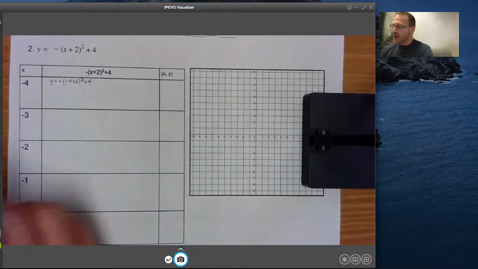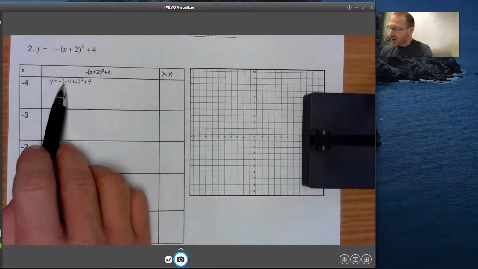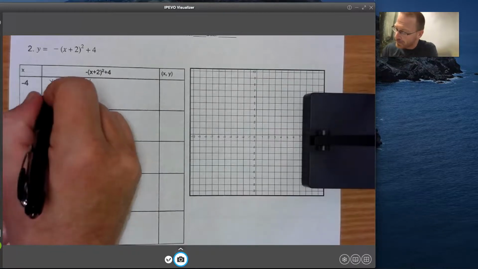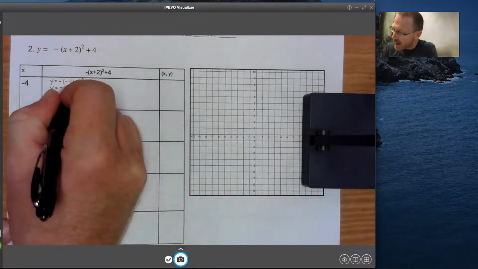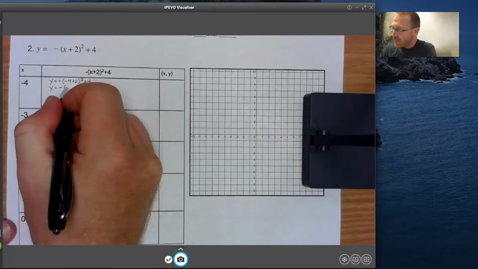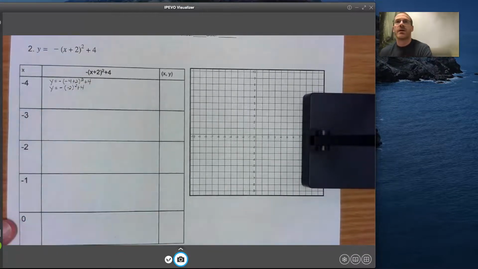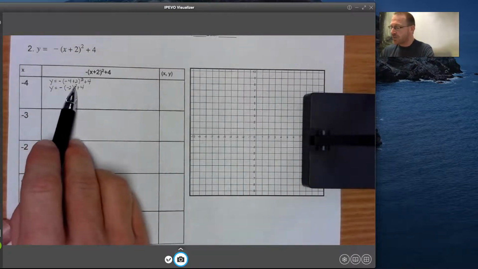Now notice we have to do order of operations. So I have to do my parentheses first. So I need to do -4 plus 2. So this negative stays on the outside of those parentheses. And then -4 plus 2 is -2, squared, plus 4. Now after I've done those parentheses, I need to do my exponent. So now I need to do -2 squared.